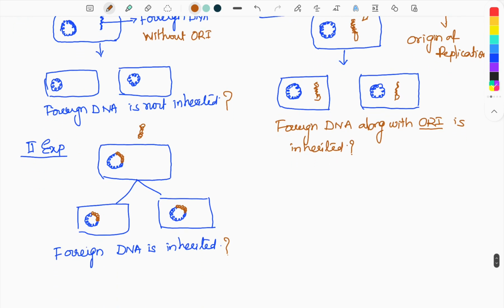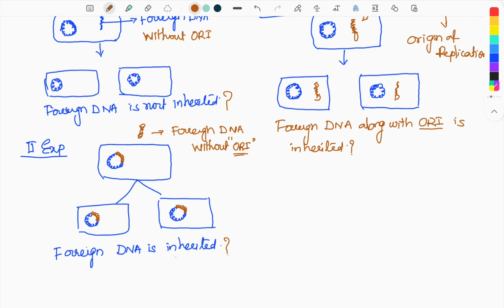In second case, the foreign DNA is also without ORI. This is also foreign DNA without ORI. Okay, so as the foreign DNA is without ORI, but even then it is inherited. Why?